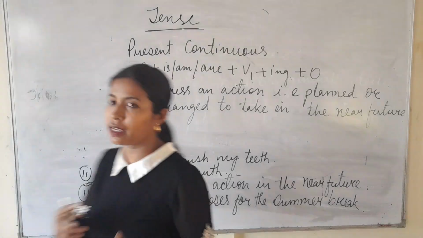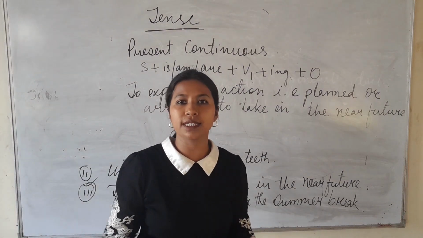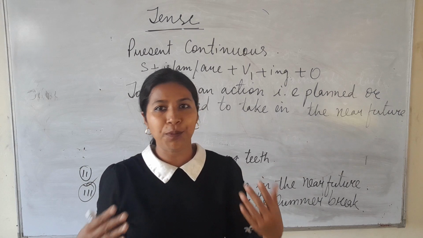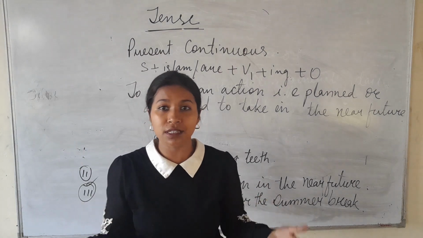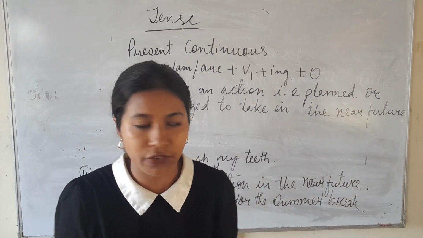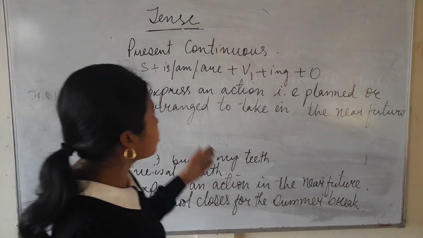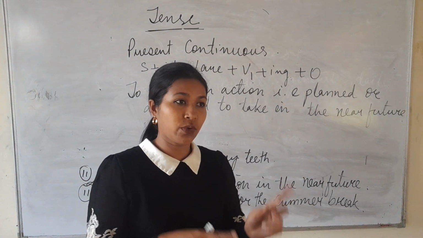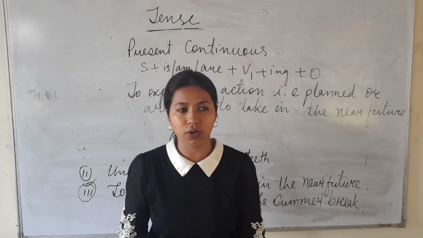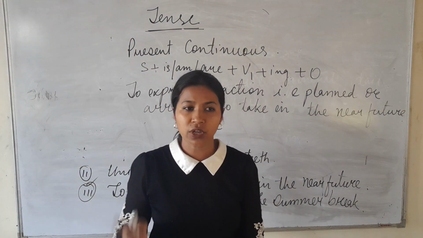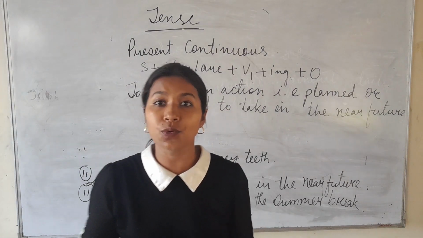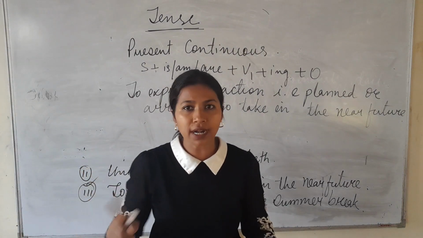So here there is a great confusion sometimes for students: is it present indefinite also to express an action in the near future, or present continuous also to express an action in the near future? There is a confusion, right? So to express an action that is planned or arranged to take place in the near future, you can say, like, the school is opening tomorrow, right? We also can say the school opens tomorrow, present indefinite. In the same way, we also can say the school is opening tomorrow. So both are correct, right?